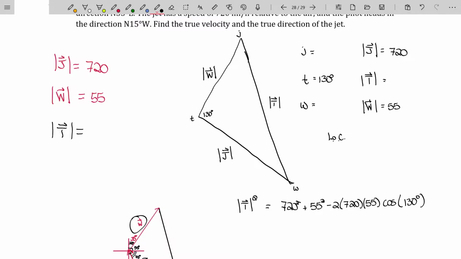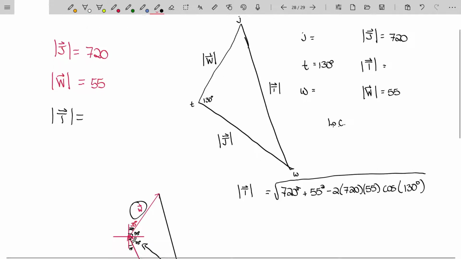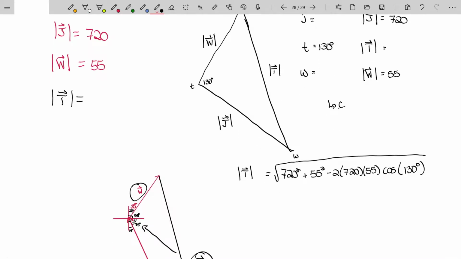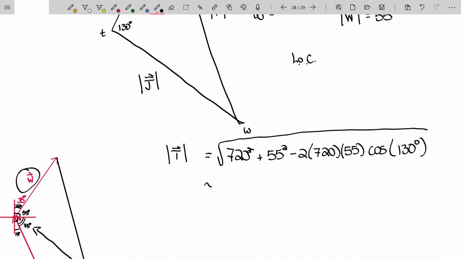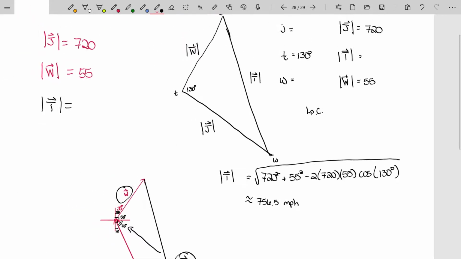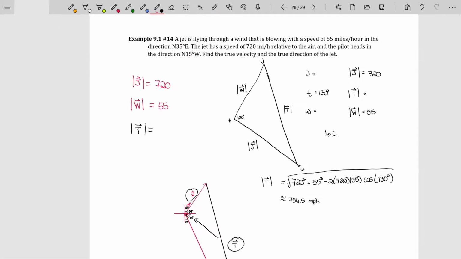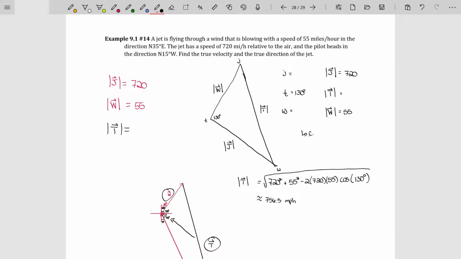And then you take the square root of both sides and grab a calculator. So that's what I'm going to do right now. Grab a calculator and figure out what this is. And I get 756.5. Let's round to the nearest decimal place. Now remember, this is a speed in miles per hour. So they intended to go 720, but because of this crosswind, they gain a little speed. So you have 756.5 miles per hour.